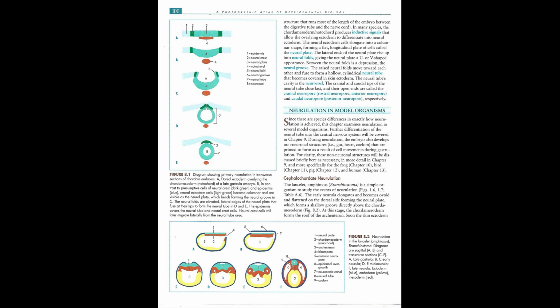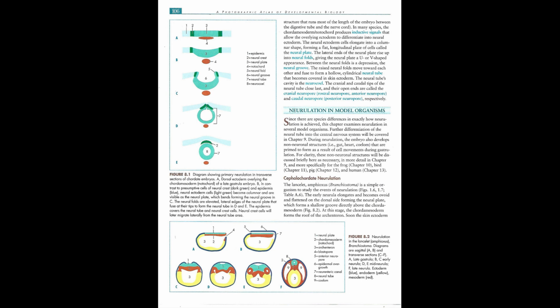Cephalochordate neurulation. The lancelet, Amphioxus, Branchiostoma, is a simple organism to study the events of neurulation, Figs 1.6, 1.7, Table A.6. The early neurula elongates and becomes ovoid and flattened on the dorsal side, forming the neural plate, which forms a shallow groove directly above the chorda mesoderm, Fig 8.2. At this stage, the chorda mesoderm forms the roof of the archenteron.